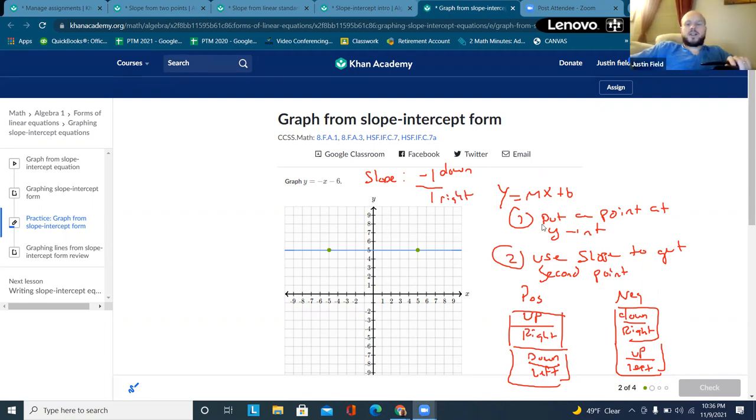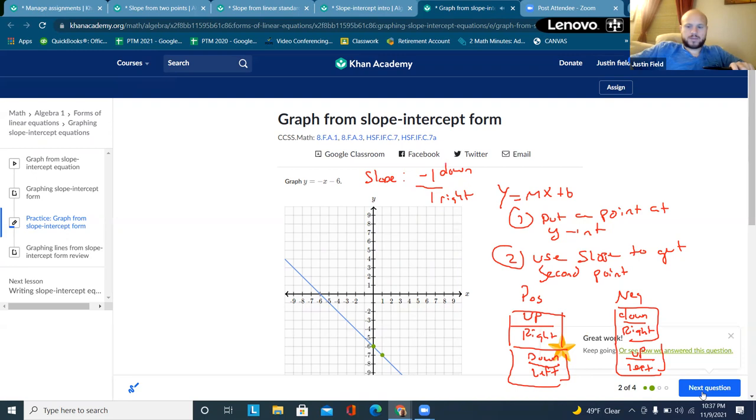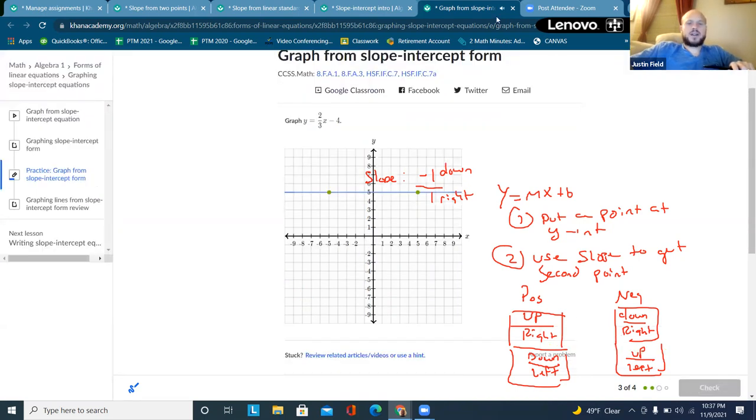Okay, but that's when I get to the slope. The first step is to put a point at the y-intercept. So the y-intercept is -6. So I'm going to take this point and put it at -6. And then from that y-intercept, I'm going to go down 1 and right 1. So right there, down 1, right 1. Ta-da!